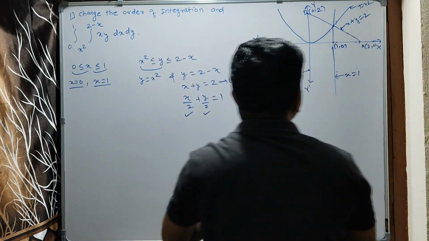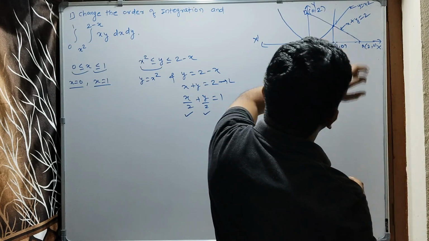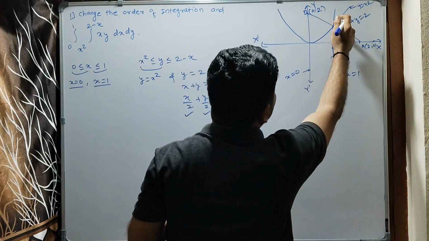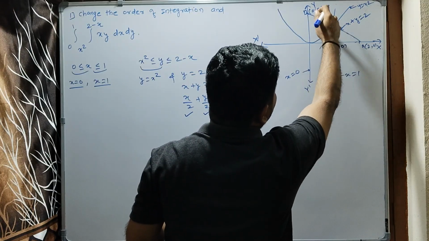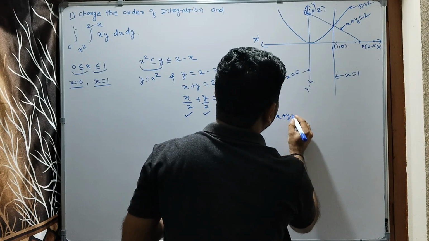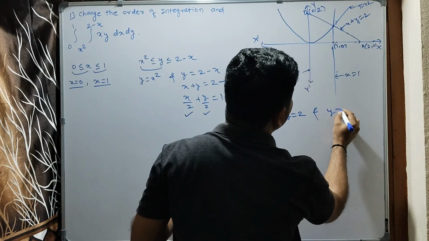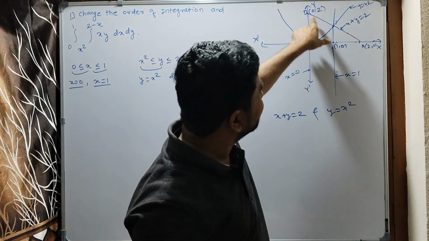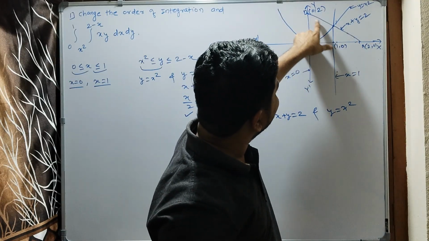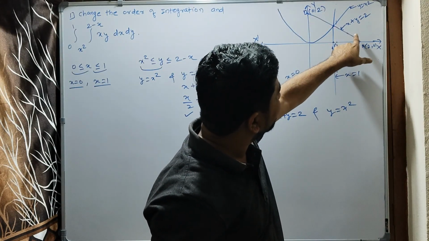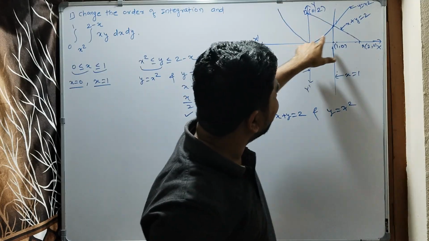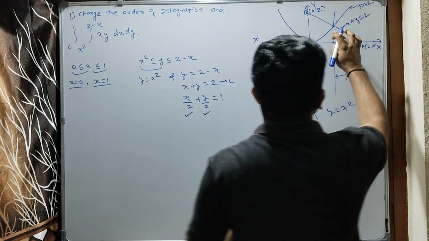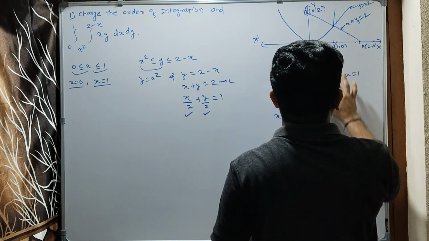Now I want to find the coordinates of this point, where x equal to 1. Here the line x plus y equal to 2 and the curve y equal to x square are intersecting each other. At this point, the line x plus y equal to 2 and y equal to x square intersect each other. So I want to find the coordinates of this point.